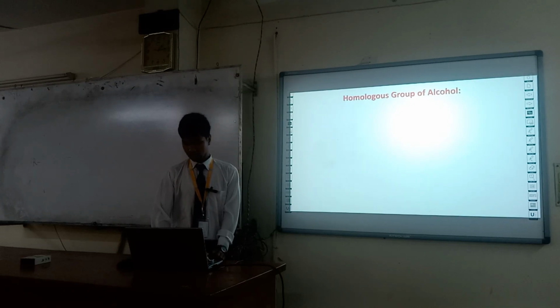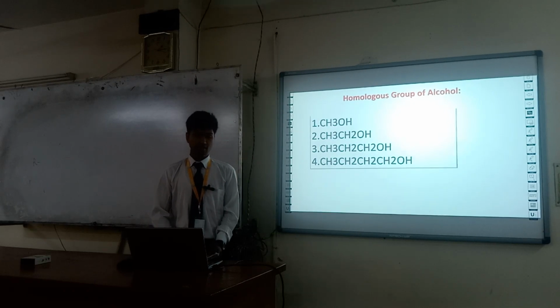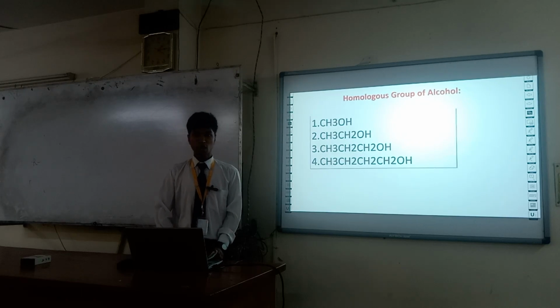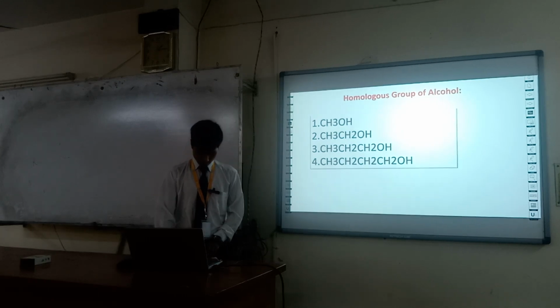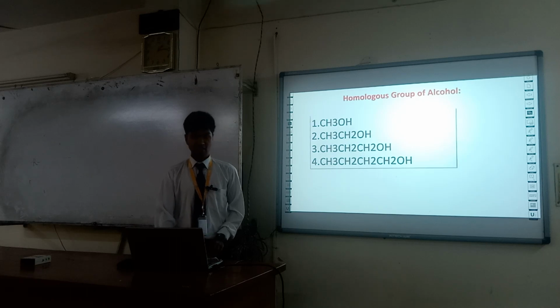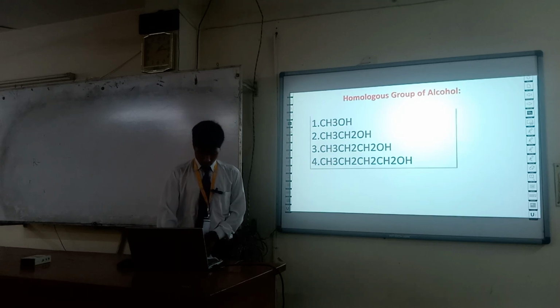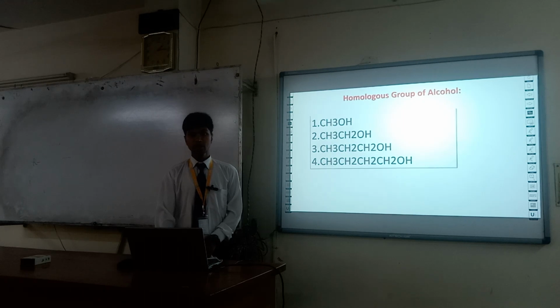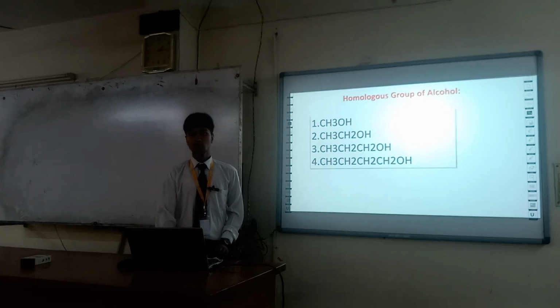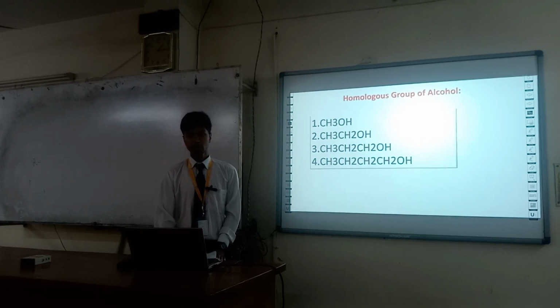For the homologous series of alcohol, change the name of the alkane corresponding to the chain, dropping the ending E and adding the suffix OL. We know the first alkane is methane. In the case of methane, if we add OL instead of E, we obtain the name methanol. Similarly, ethane to ethanol, propane to propanol, butane to butanol.